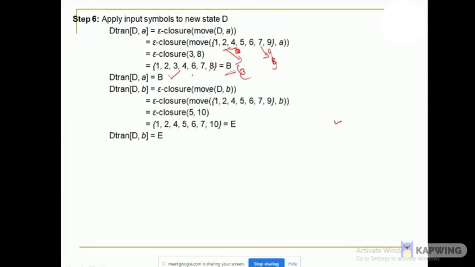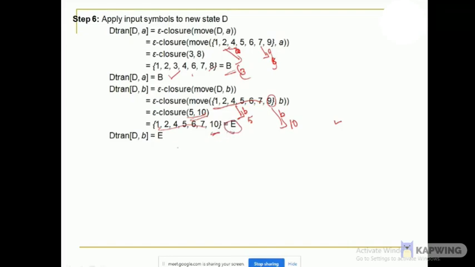But when you take D comma B, as there is a transition from 9 to 10 on input symbol B, and from this 1 to 4, 5, 6, 7, 4 is having a transition to 5 on B. So 5 and 10 will come. So when you take it, 1, 2, 4, 5, 6, 7, and 10 is coming. So let us give this name as E.